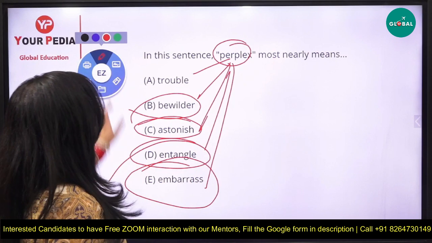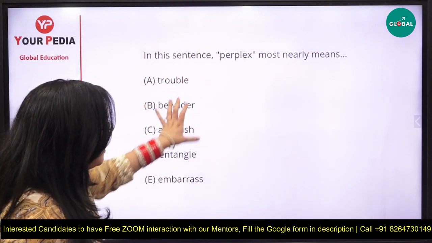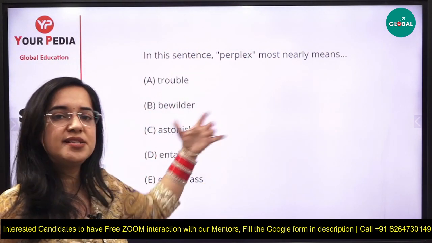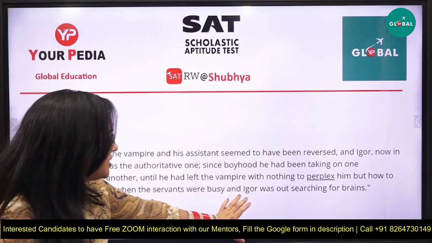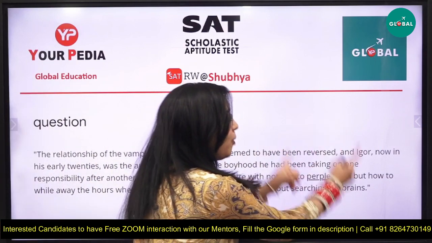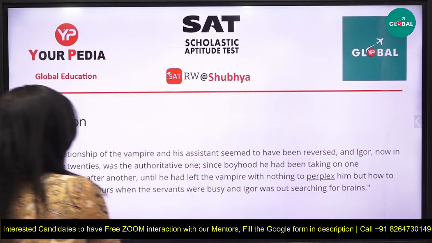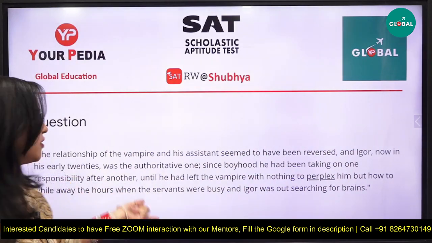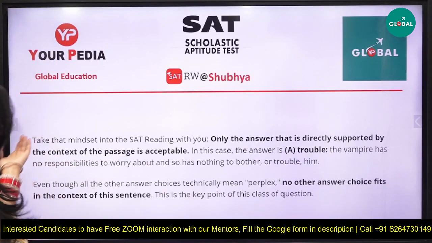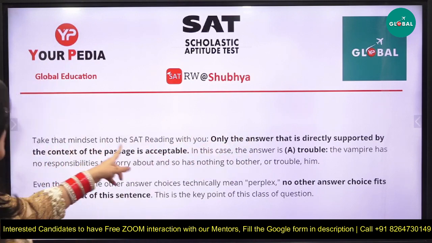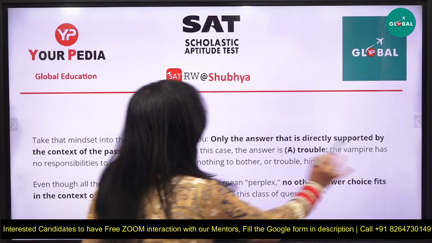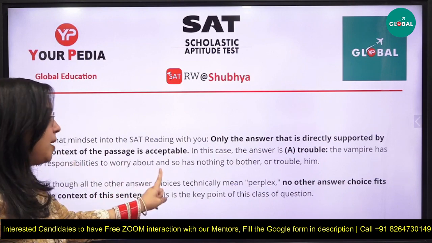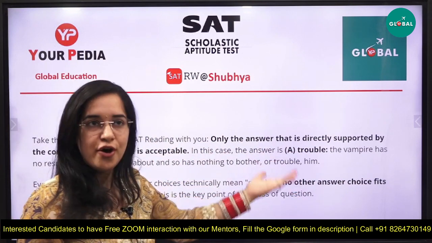Now see, you have to understand the context. Though these are very near meanings, and they are very near synonyms to one another, we will say that trouble matches best, because the vampire was left with nothing to bother him, to trouble him. Only then could he enjoy the hours. Only the answer directly supported by the context of the passage is acceptable. In this case, answer A is trouble. The vampire has no responsibility to worry about and so has nothing to bother or trouble him.